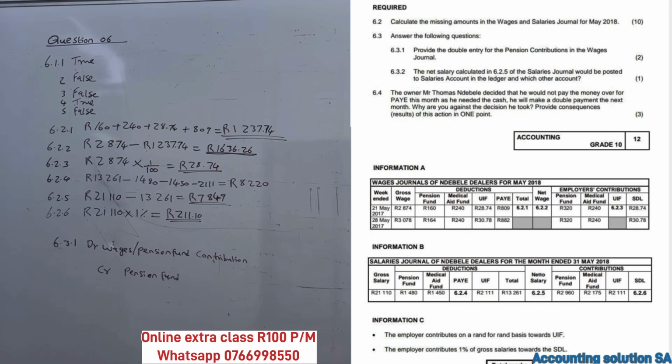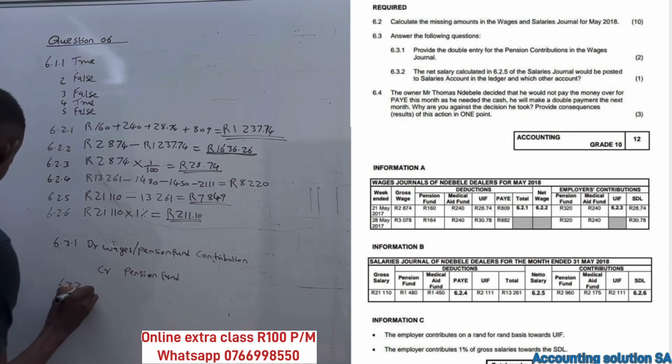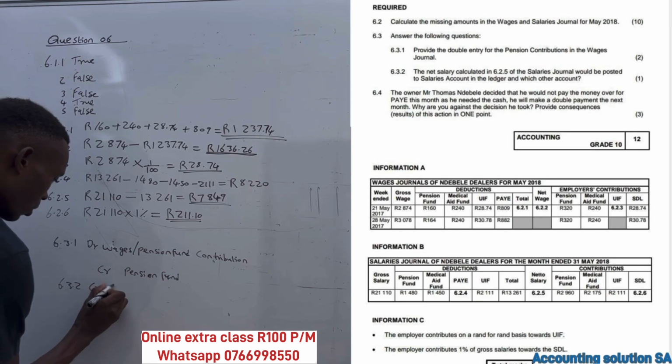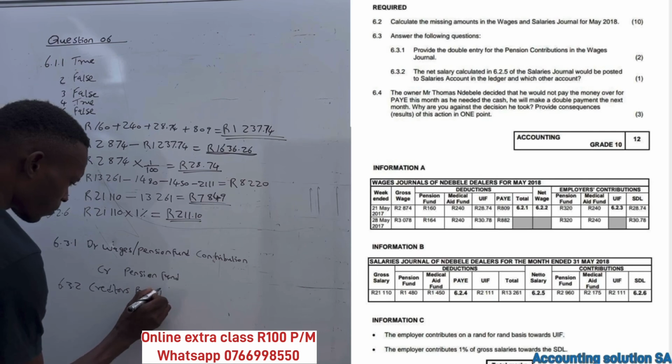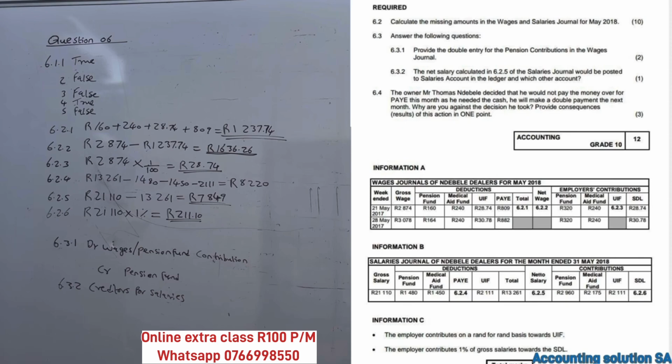6.3.2, the net salary calculated. Remember, under through force, we said that a net salary is the same as creditors for salaries. The net salary calculated under 6.2.5 of the salary journal will be posted to the salaries account in the ledger, and which other account is also going to be recorded under creditors for salaries? Just like that.